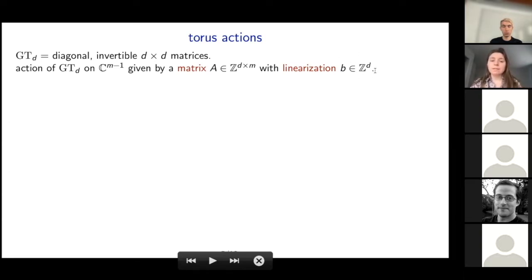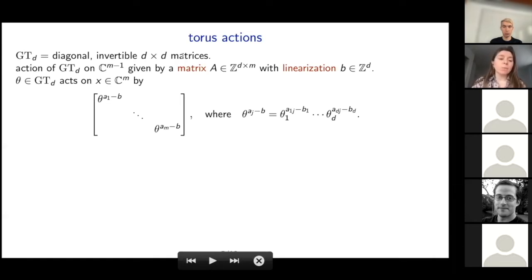So what does this action look like? Well, we have some element of our group, so a tuple of D non-zero complex numbers, and it acts on some point in C^M by multiplying that point by this diagonal matrix. So it's the diagonal matrix whose jth entry is theta to the a_j minus b.